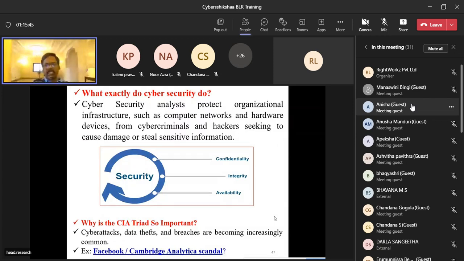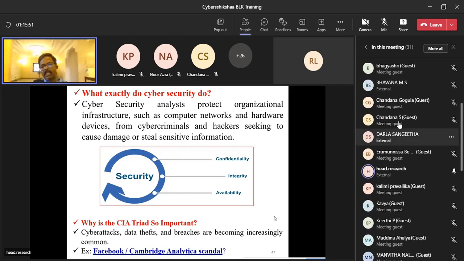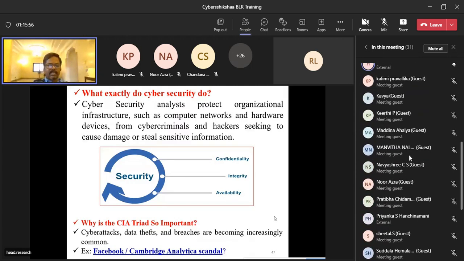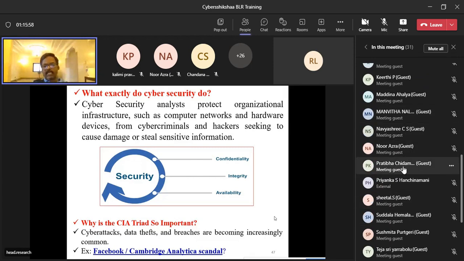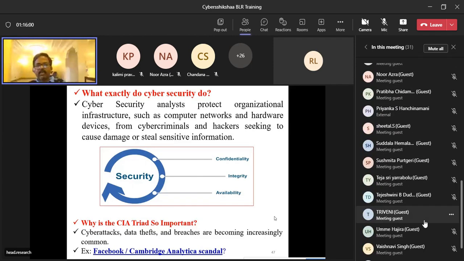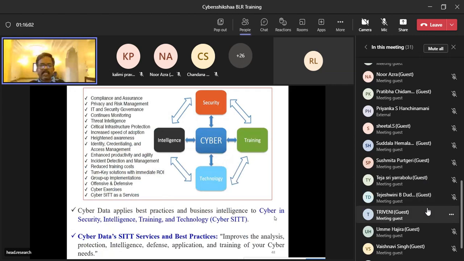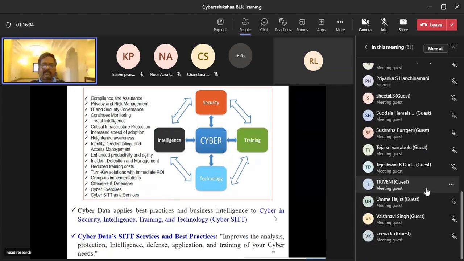Why is the CIA triad so important? Because whenever cyber attacks happen, data thefts happen and breaches are becoming increasingly common. The best example is the Facebook Cambridge Analytica scandal. So this cyber security triad will help us as a model.